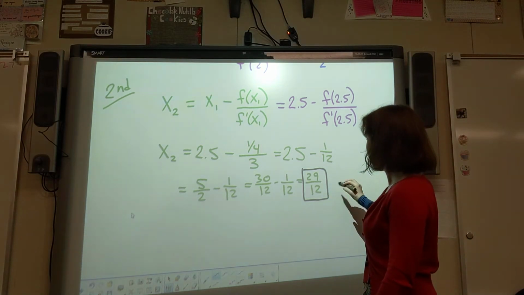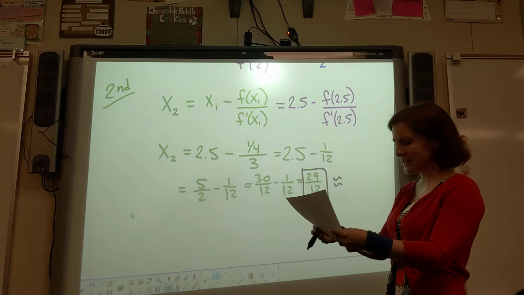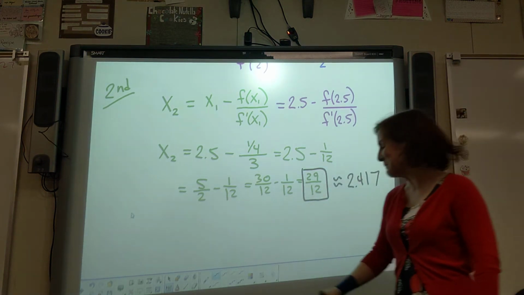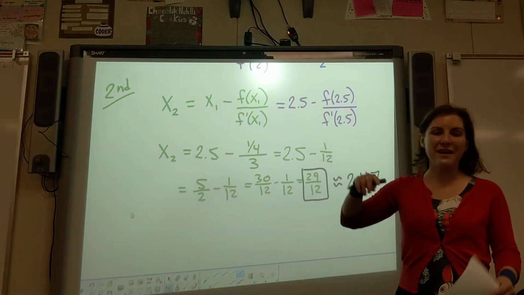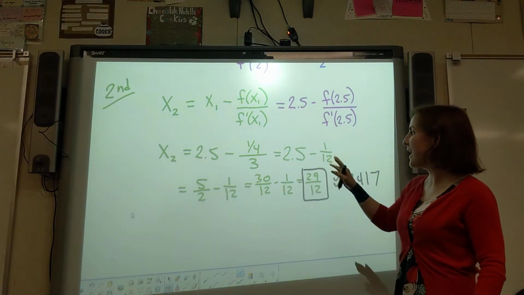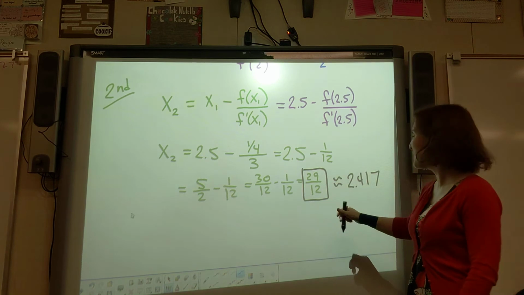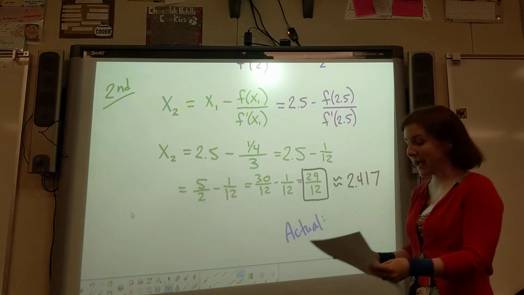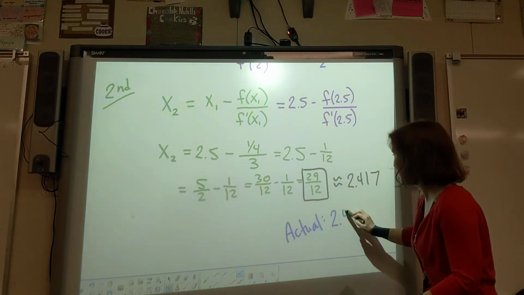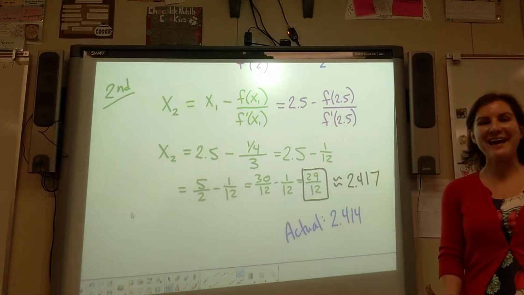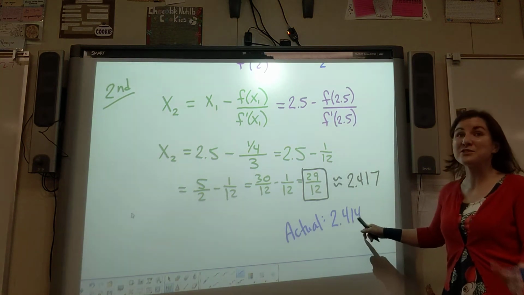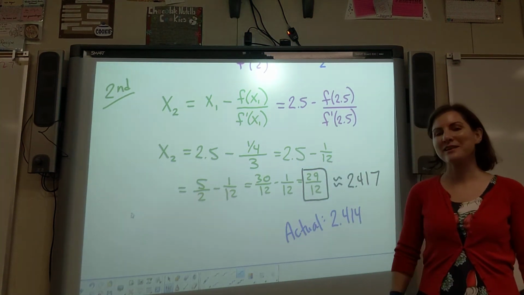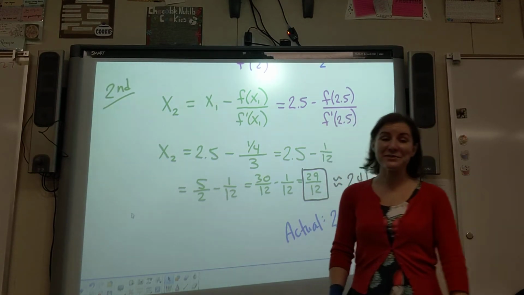So let's look at what that is approximately as a decimal. I got 2.417. And you know what's really cool? If you graph the original problem and find the positive 0, you get that the actual 0 is 2.414. How cool is that? That is so close, and that's just 2 iterations. If we did one more, we might be able to get it perfect to 3 decimal places. Who knows? I think it's really awesome.